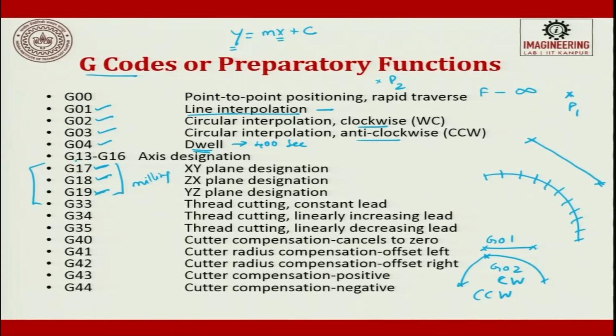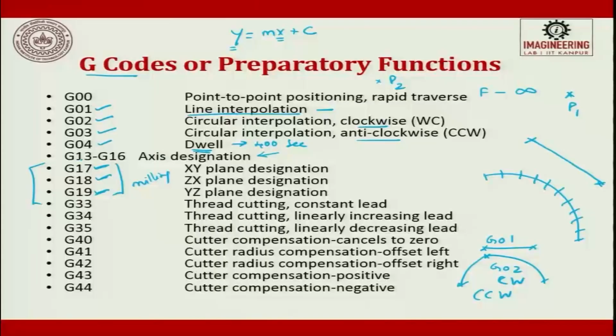Okay. So, G13 to G16 are axis designations. If you want to have turn-mill and you want to give some assignment to the axis, you can use this G13 to G16, which is open. You can define anything you want.